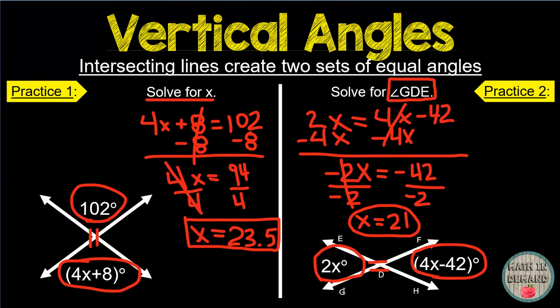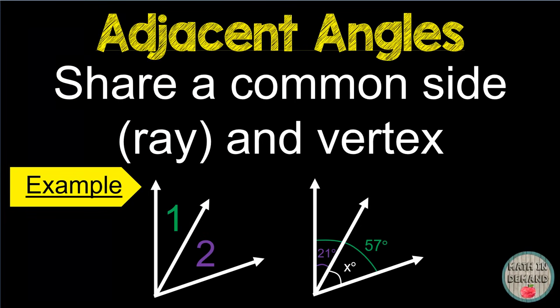So if I come down here, GDE is this angle right here. That tells me 2 times x. So I can find it by taking 2 times x, which is 21. I know 2 times 21 will give me 42. That tells me that this angle is equal to 42 degrees.